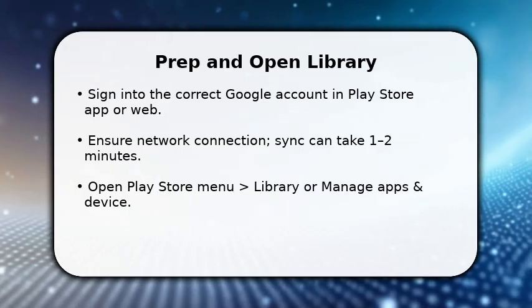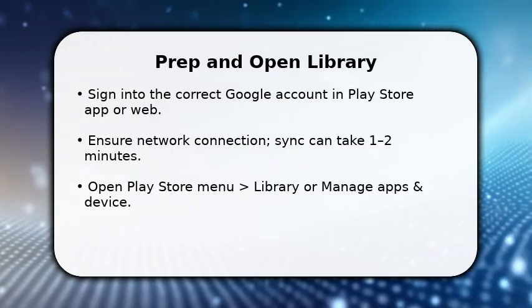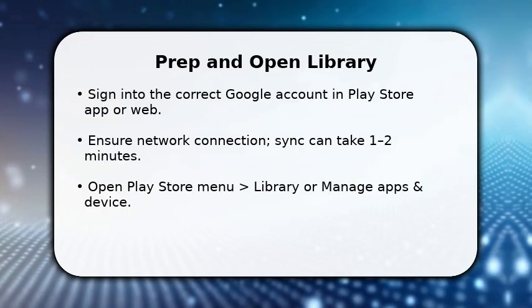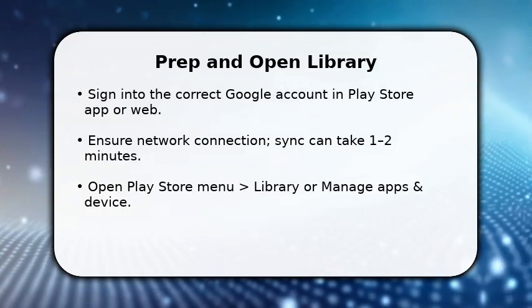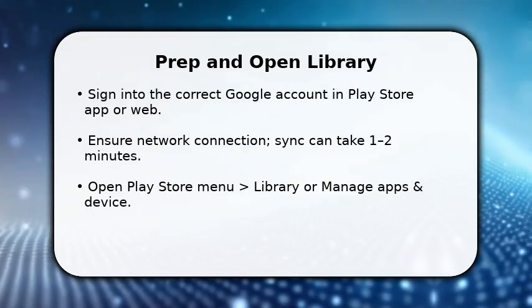You're signed in and connected. Now go straight into the Play Store. Open the left menu and tap Library or Manage Apps and Device, because that view lists installed and previously downloaded items. Once there, make sure you're on the correct account.